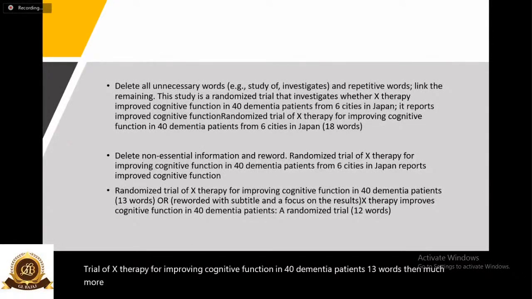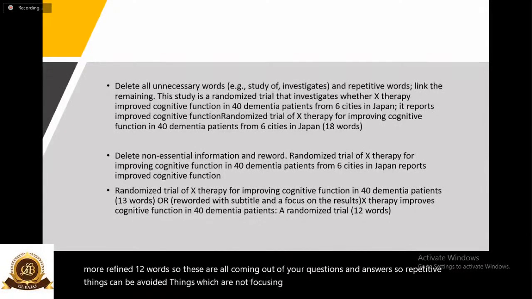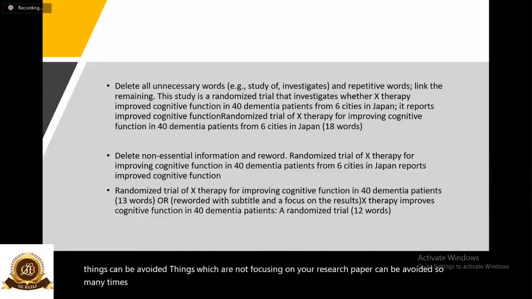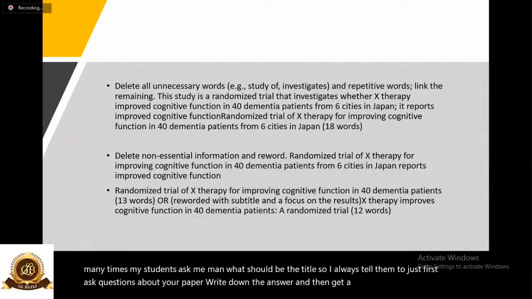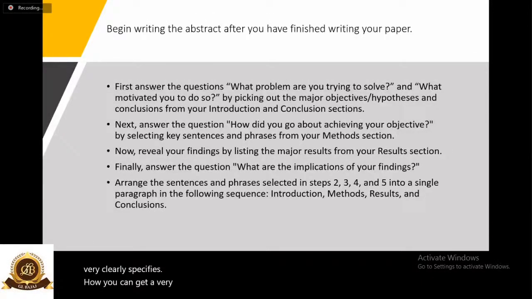So these are all coming out of your questions and answers. So repetitive things can be avoided. Things which are not focusing on your research paper can be avoided. So many times my students ask me, ma'am, what should be the title? So I always tell them to just first ask questions about your paper, write down the answers, and then get a topic. So this very clearly specifies how you can get a very good topic for your research paper.